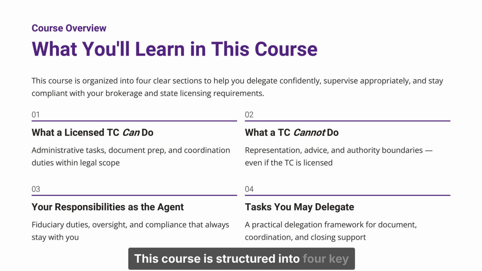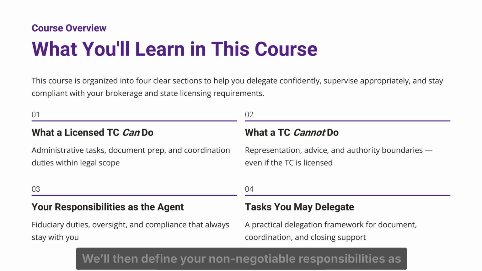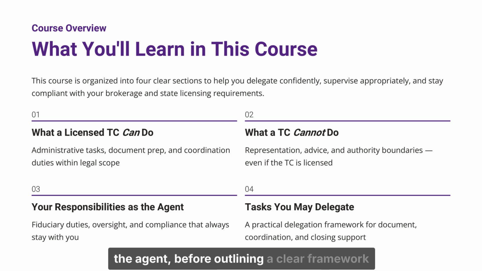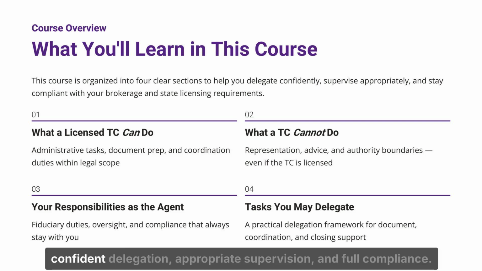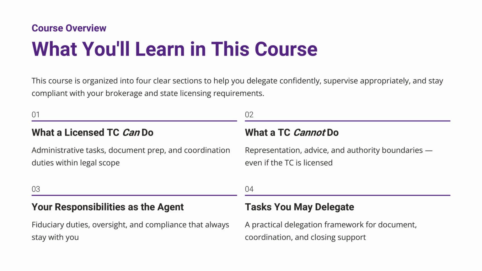This course is structured into 4 key sections, each building upon the last to give you a comprehensive understanding. We'll explore what a licensed TC is permitted to do, and equally important, what they are not. We'll then define your non-negotiable responsibilities as the agent, before outlining a clear framework for tasks you can confidently delegate. This structure aims to empower you with confident delegation, appropriate supervision, and full compliance.